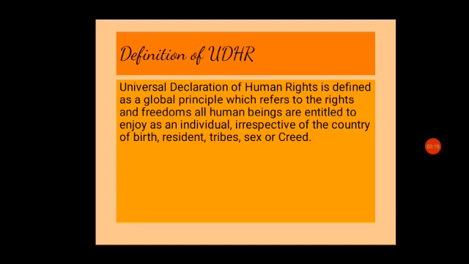Now, this Universal Declaration of Human Rights has 30 articles which cover 6 categories, that is, the political rights, the civil rights, the economic rights, equality rights, social rights, and cultural rights.